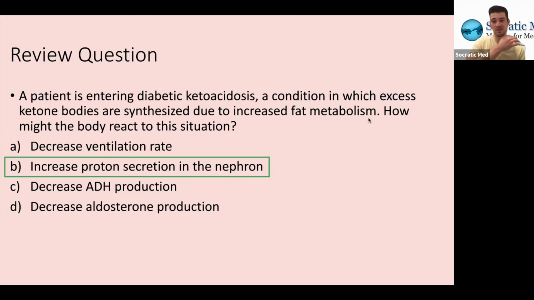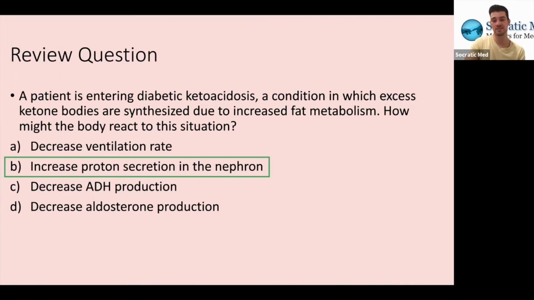So a decrease in ADH production would stop water from coming into the body. I don't know if it would have a direct effect on diabetic ketoacidosis. It may, but if you're just following the logic, if you're decreasing ADH, then you're not letting water into the body, which can only make the environment more acidic. You're not diluting the body. You're not letting water back into it. So C can't be the correct answer either.